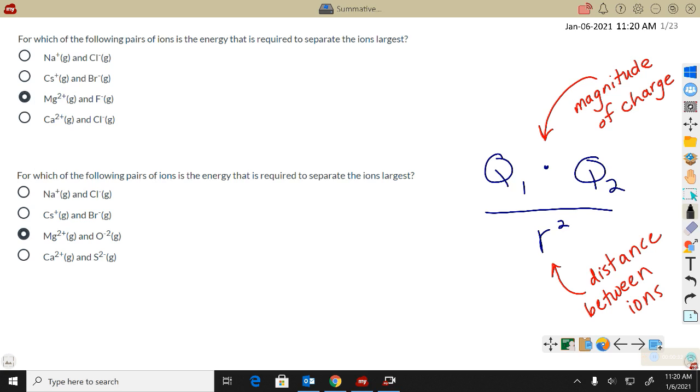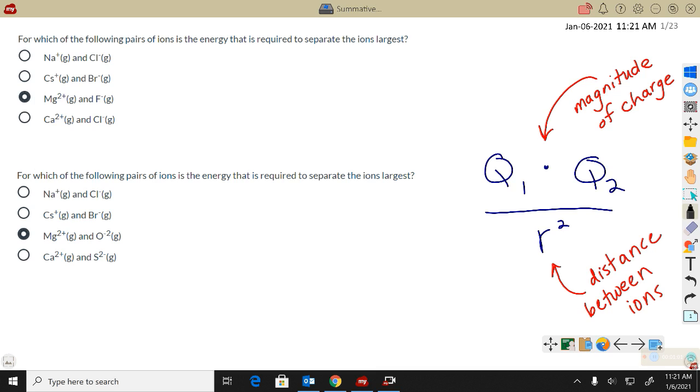That could be the protons and electrons of an atom, or it could be oppositely charged ions. And so Q1 and Q2 are the magnitude of the charge. That's the number one thing I look at. So if I have any ions that are higher charged, like a +2 versus a +1, or a -2 versus a -1, that's going to create a stronger attraction. And then in the denominator, we look at the distance between the ions.